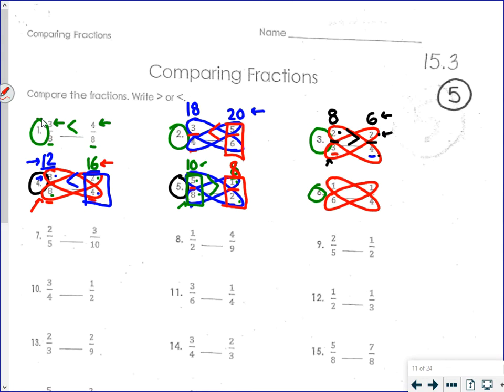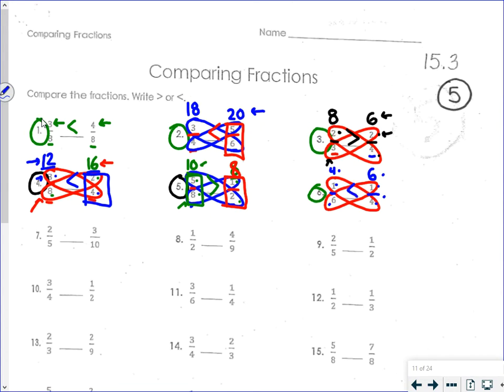Okay. So 6 times 1, 6. 6 times 1 is 6. 4 times 1 is 4. Remember to write it above the numerator that you use. So now I know that 6 is bigger than 4. So that means 1/4 is going to be the bigger one.